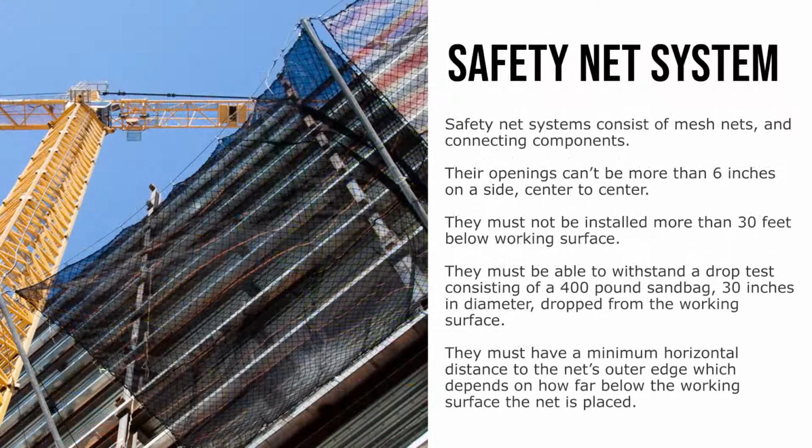Safety net systems consist of mesh nets and connecting components. Their openings can't be more than 6 inches on a side, center to center. They must not be installed more than 30 feet below working surface. They must be able to withstand a drop test consisting of a 400-pound sandbag, 30 inches in diameter, dropped from the working surface. They must have a minimum horizontal distance to the net's outer edge, which depends on how far below the working surface the net is placed.